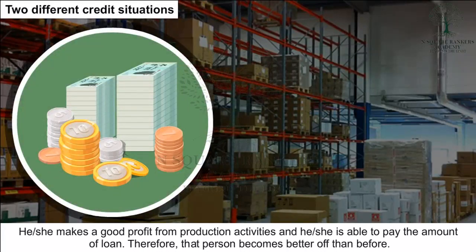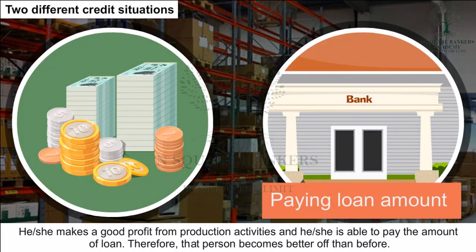He or she makes a good profit from production activities and is able to pay the amount of loan. Therefore, that person becomes better off than before.